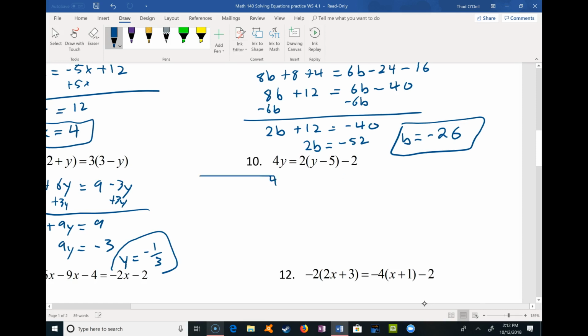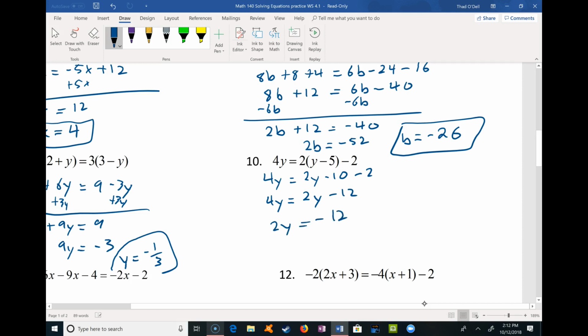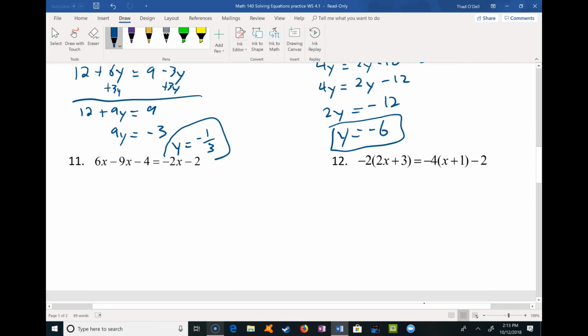Okay, once again, we start off by simplifying anything that can be simplified. 2 times y is 2y. 2 times negative 5 is negative 10. Of course, you don't multiply the 2 by that 2 because it's outside the parenthesis. Then we get 4y is equal to 2y minus 12. Now we're going to get the y's together after we're done simplifying. So subtract 2y from both sides, and we get 2y is equal to negative 12. Then we divide both sides by 2, and we get y is equal to negative 6. And that's my answer. That's my solution.